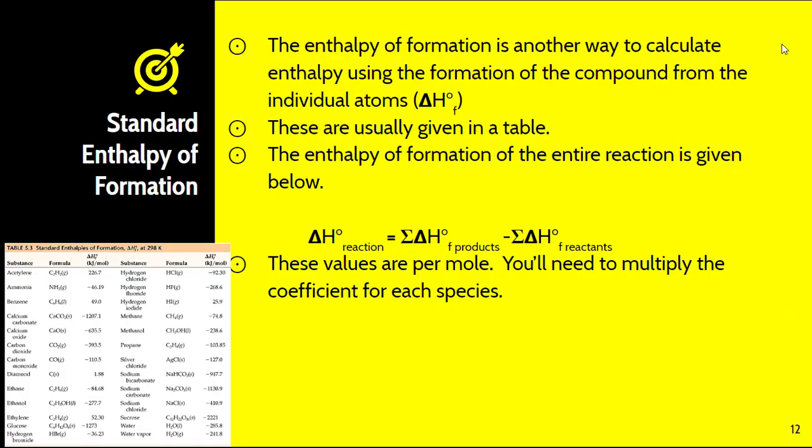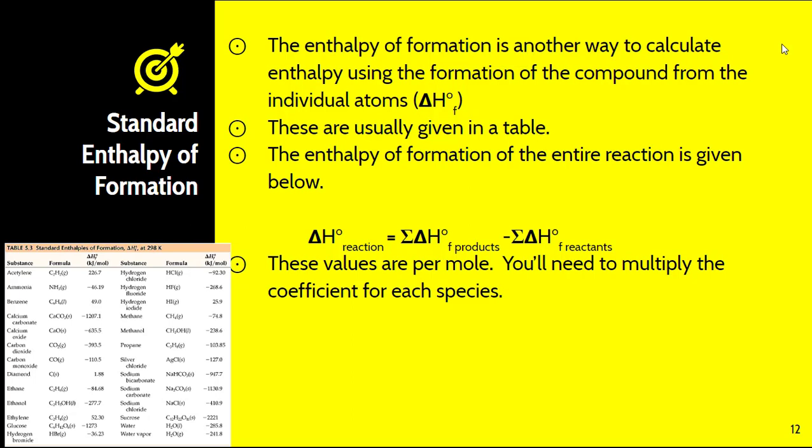So the standard enthalpy of formation is the second way that we are going to be able to calculate delta H for the reaction. The enthalpy of formation, like I said, is another way to do that. We look at the formation of the compound from individual atoms, and these are usually given in a table. The enthalpy for the entire reaction is given below. The reaction is the sum of the enthalpy of formation of the products minus the enthalpy of formation of the reactants. Keep in mind that these are values per mole, so you'll need to multiply by the coefficient for each species.